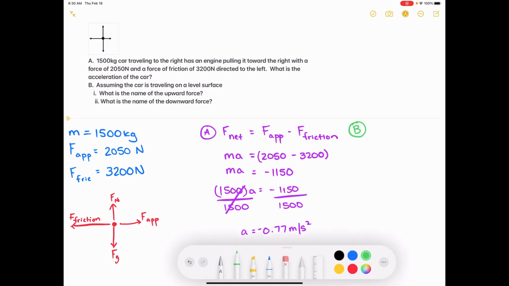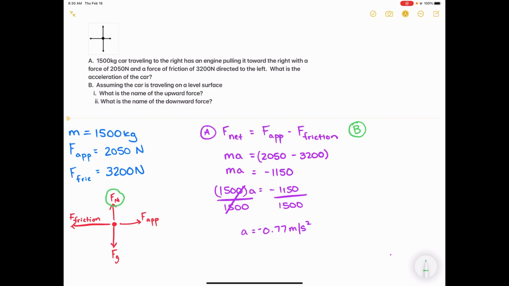Now let's talk about part B. Part B is asking you, what is the name of the upward force? And we've got that here, and that's the normal force. So for B-I, you can just write normal. And then it says, what is the name of the downward force? And that's your gravity force. So you can call it gravity.